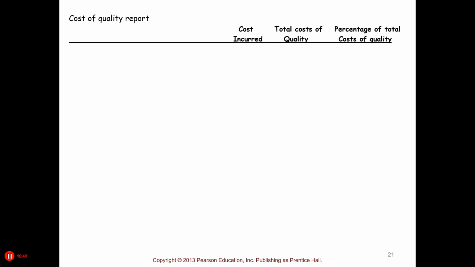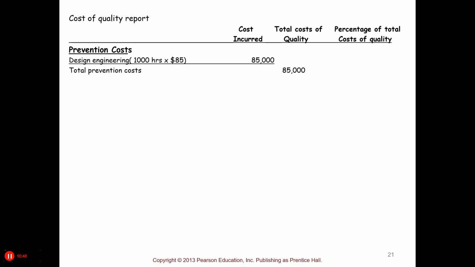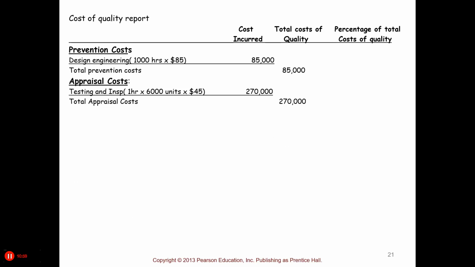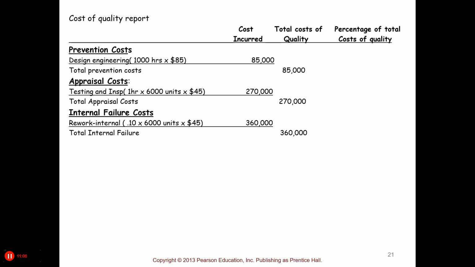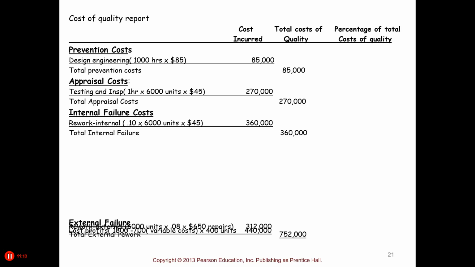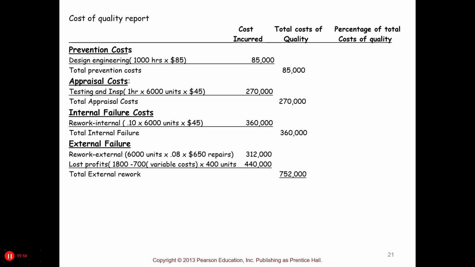So this is how I would do it, which is similar to the way they show a report in the book. First, I would look at prevention costs. So the design engineering is 1,000 hours times $85 an hour. That's our total prevention costs. Appraisal costs: we have our testing and inspection, 1 hour times 6,000 units times $45. Internal failures is 10% times 6,000 units times $45. And external failure, and unfortunately, this is where we're spending all our money, which was rework, 6,000 times 8% times $650. And then we have lost profits, which is our sales price minus our variable cost times 400 units, because people decide not to buy our product because of quality. And that tells us our total cost of quality.